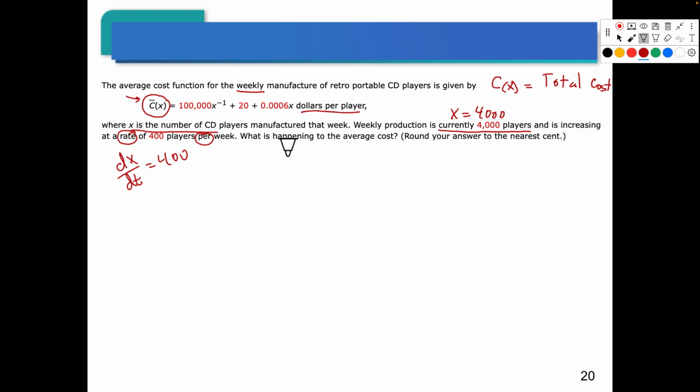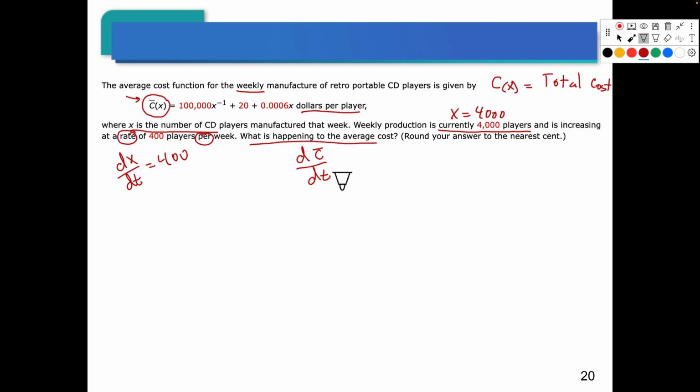And then the question, what is happening to the average cost? Well, the question is, so what is it changing? They want the derivative. They could have been more specific. What is the rate of change of this? So we're looking for the derivative of the average cost function over time, right? So that's what we're going to look for.